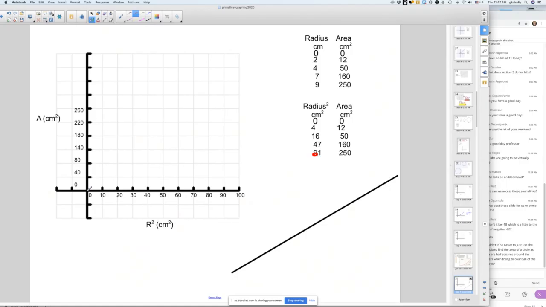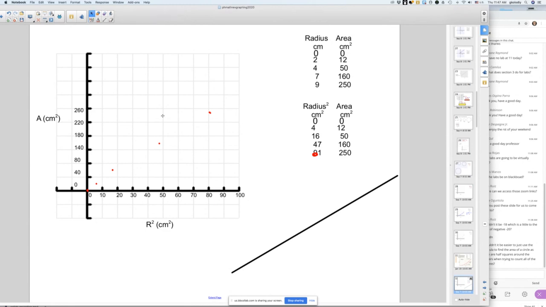So 0, 0 is one point here. 4, 12. So we go 4 over here. 12 is over here. 16, 50. So you get 16 is over here. 50 is right over here. 49, 160. 49 is right over here. 160 will be right in the middle here. 81, 250. It's going to be right over here.